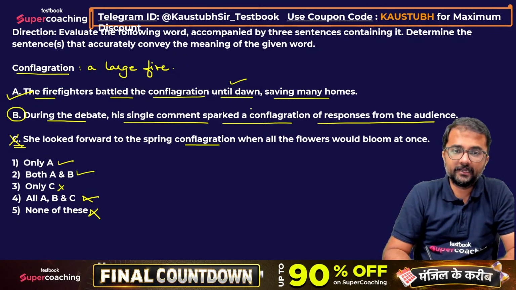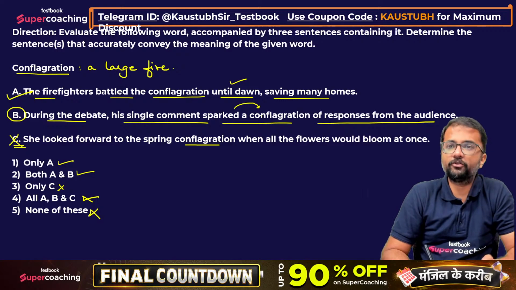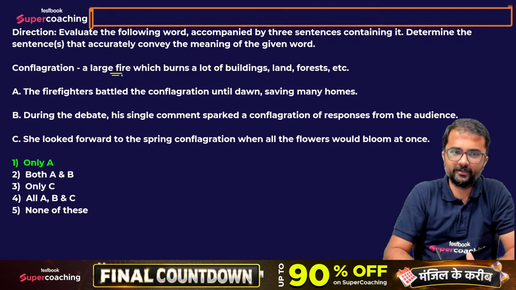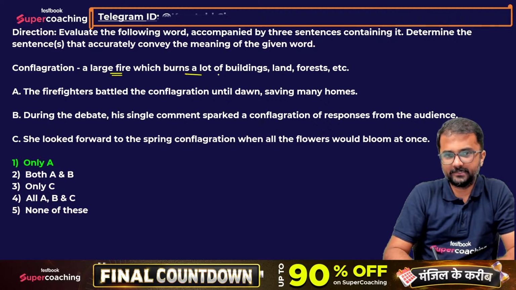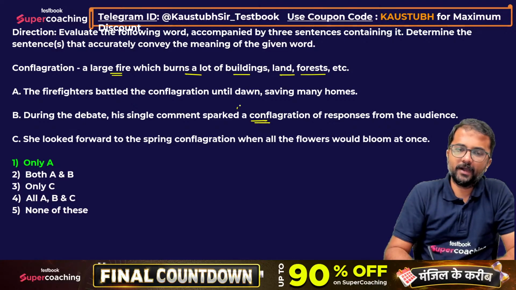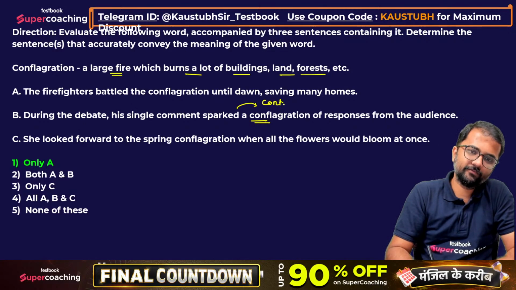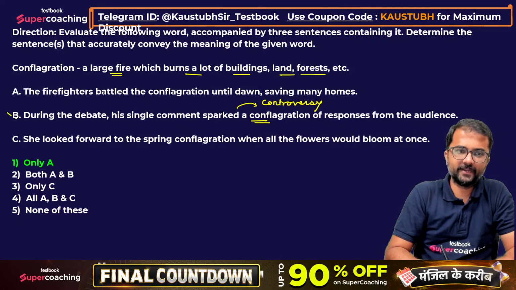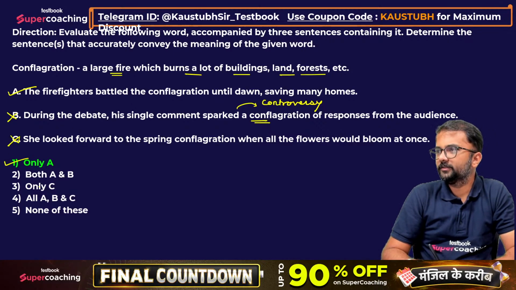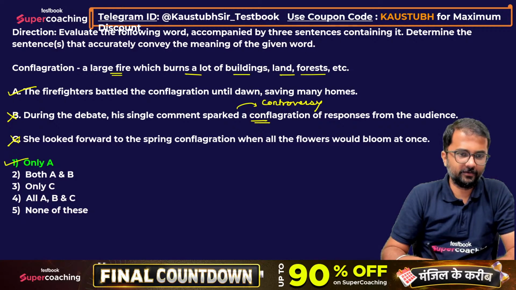Now, here the word conflagration might seem to be used in a symbolic way, but conflagration is not used in a symbolic way. It actually means a large fire, a physical fire that burns buildings, lands, forests. Here, it sparked a controversy, you can say. Conflagration से ज्यादा controversy is a better word, not conflagration in the second sentence. That's why only A is the right answer. C is definitely wrong. Okay, C is definitely wrong. Next.